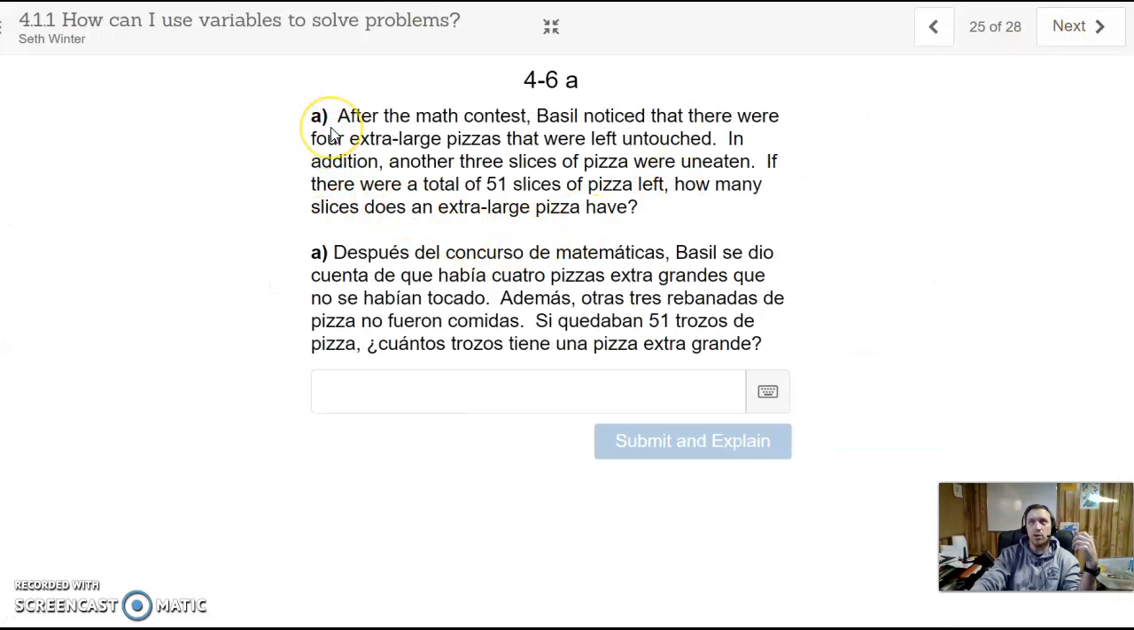Slide 25, question 4.6a. After the math contest, Basil noticed that there were 4 extra large pizzas that were left untouched. In addition, another 3 slices of pizza were uneaten. If there were a total of 51 slices of pizza left, how many slices does an extra large pizza have?